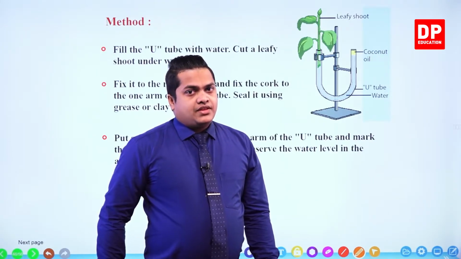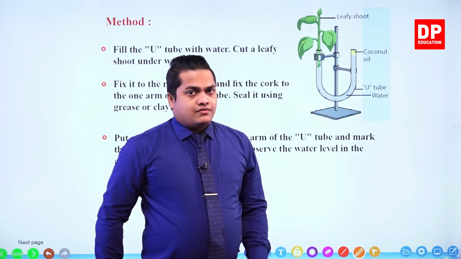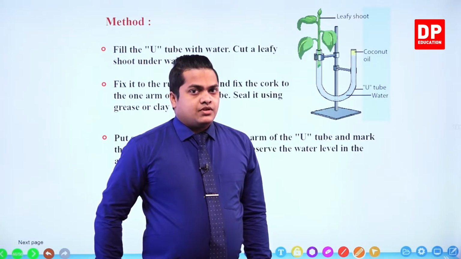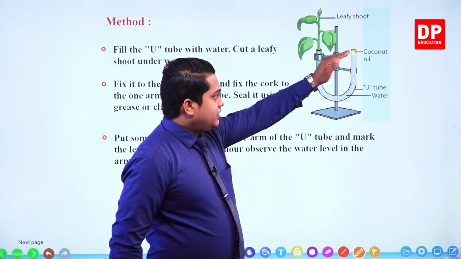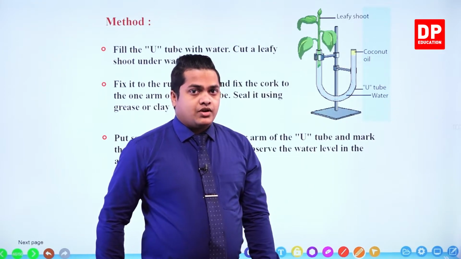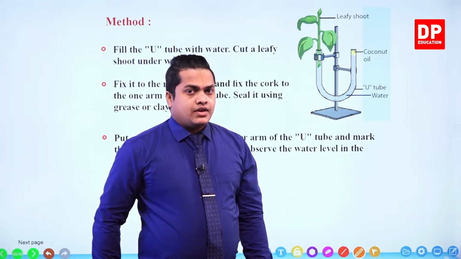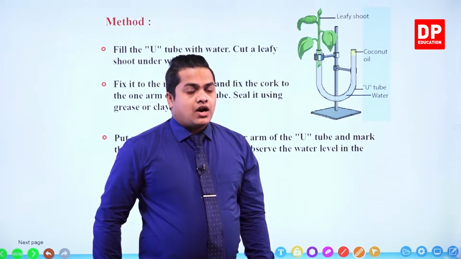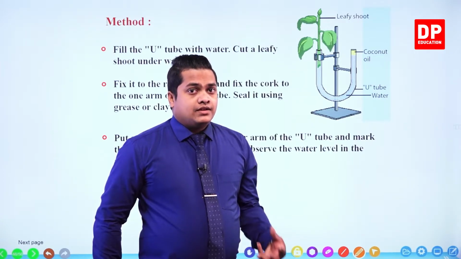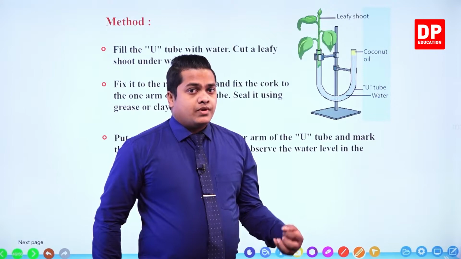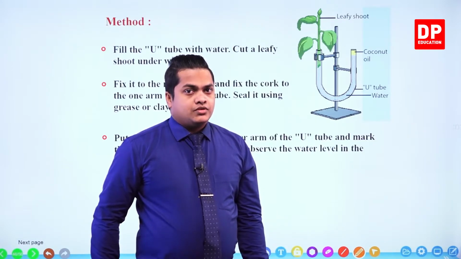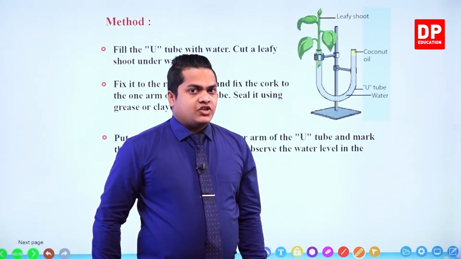So after keeping this system for a few hours, we can observe that the water level is going to come down after some time. It's because of releasing water vapor to the atmosphere by the plant shoot. However, upon that, water is again reabsorbed by the plant shoot. This should be our observation, my dear children, right?